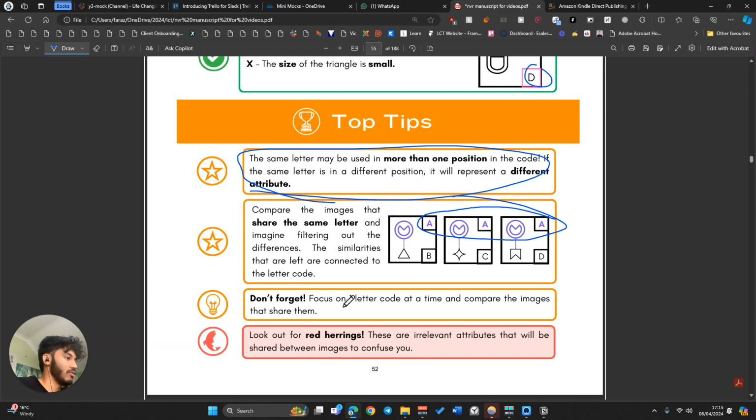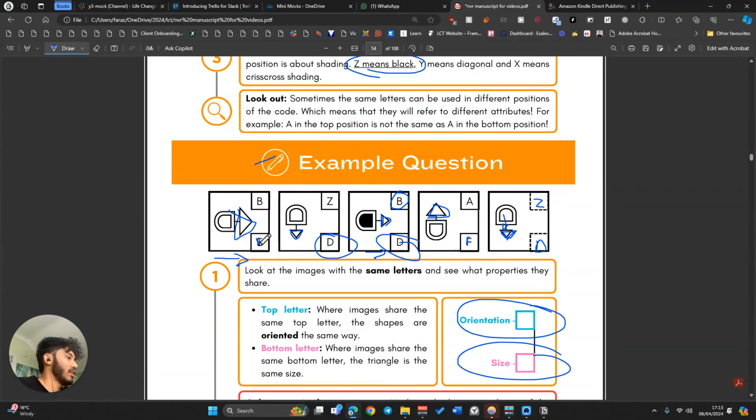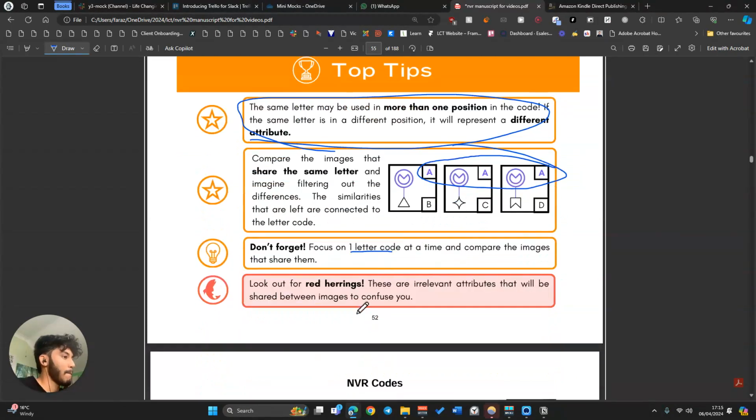So also don't forget to focus on one letter at a time. This is important because sometimes if you're trying to do too many things at one time, you could make a mistake. So it's easier to again go letter by letter. So find the duplicate, apply it, find the duplicate, apply it, like that. And yeah, let's go and find ourselves an example question to do.